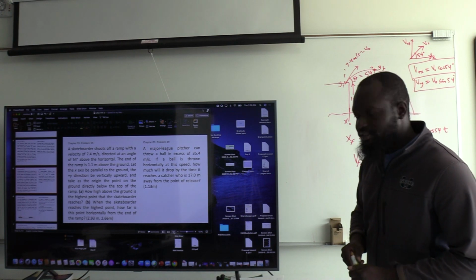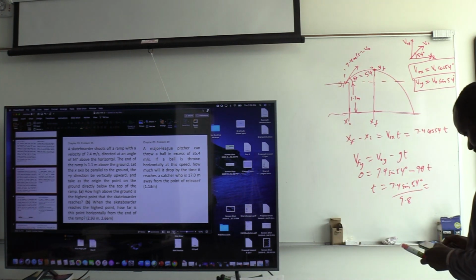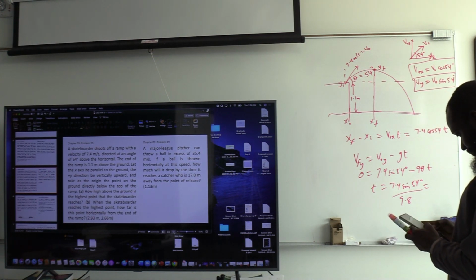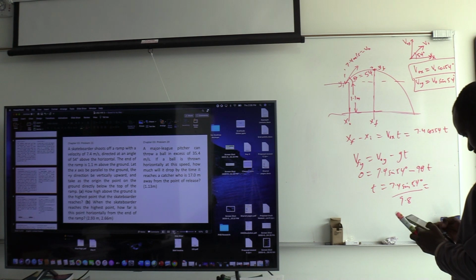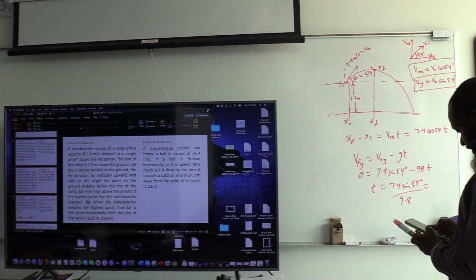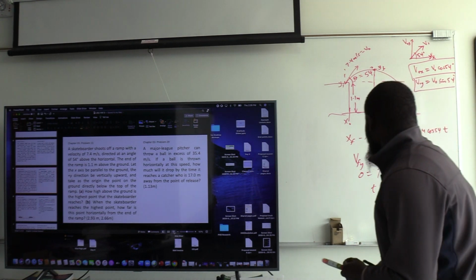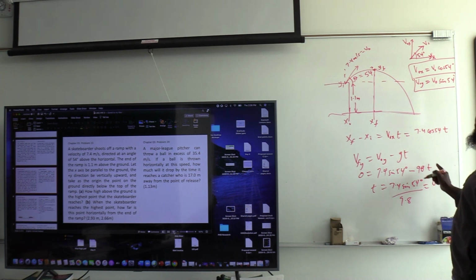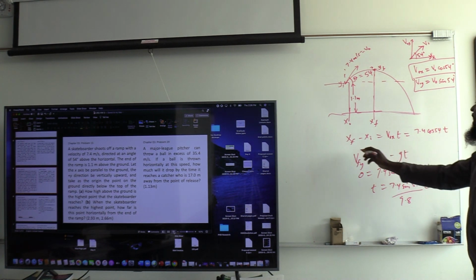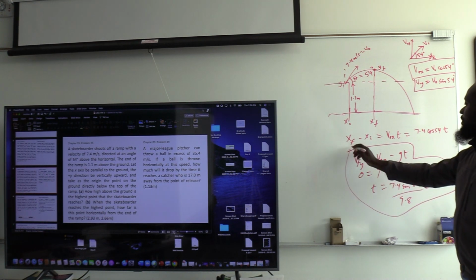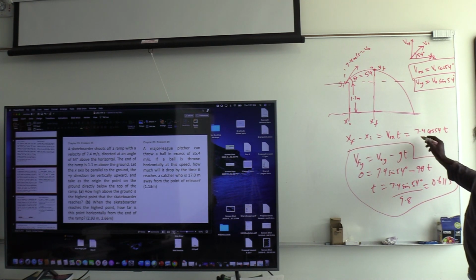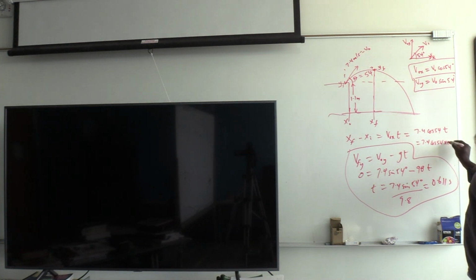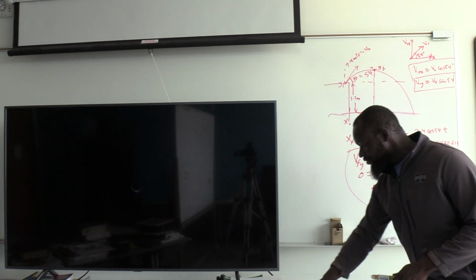And what does that give us? 7.4 sine 54 divided by 9.8. That's 5.987 divided by 9.8. 0.611 seconds. So I put 0.611 seconds here, and then I can get my x final minus x naught. So x final minus x naught becomes 7.4 cos 54 times 0.611.